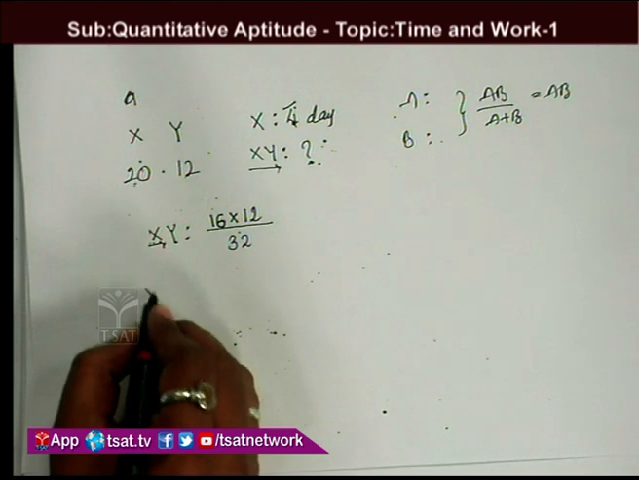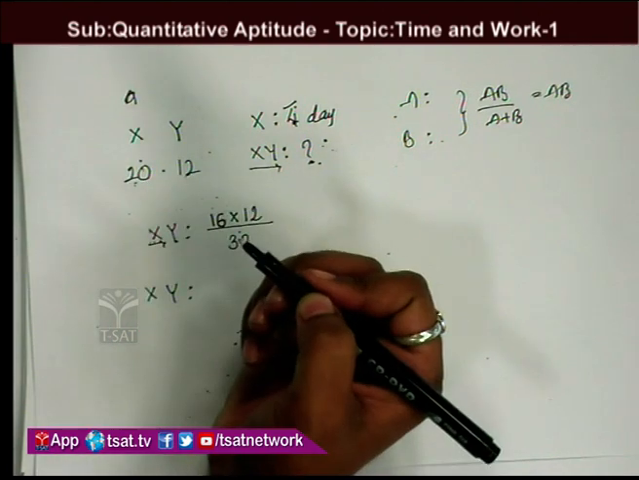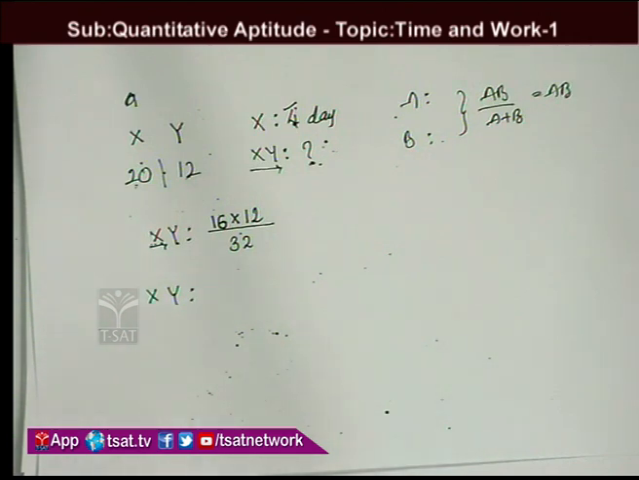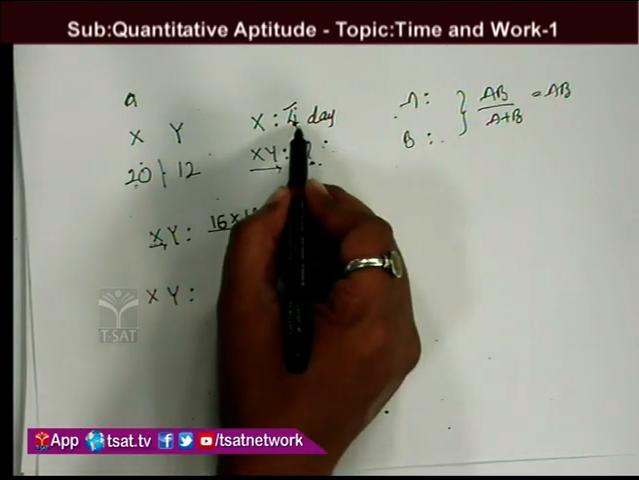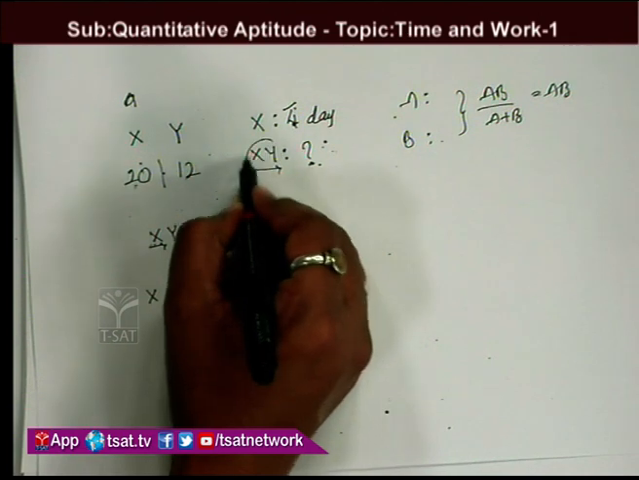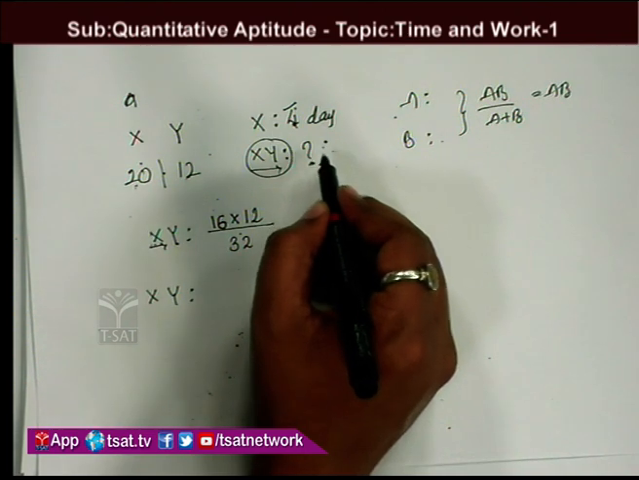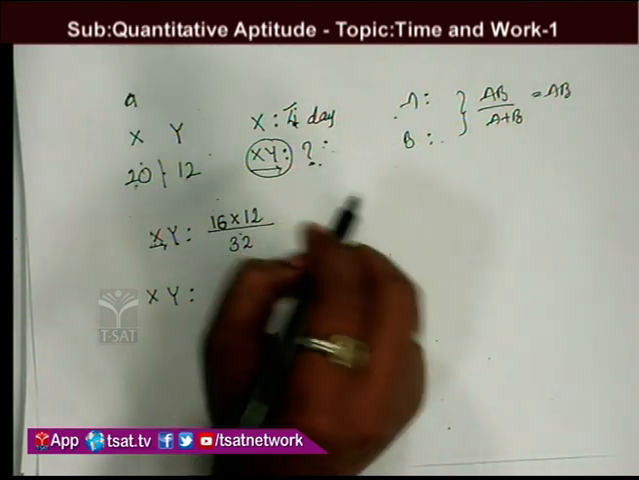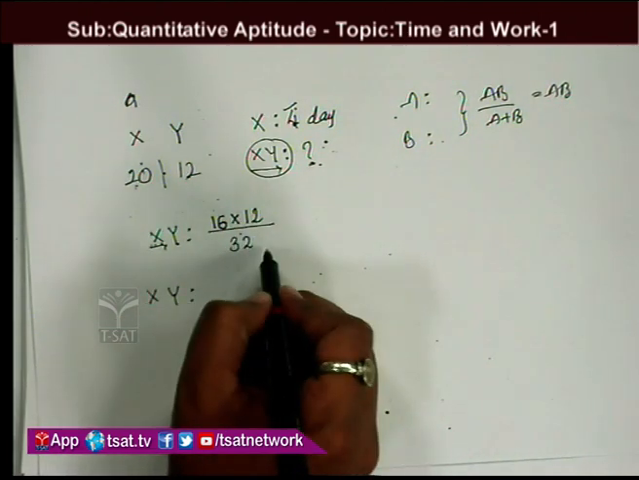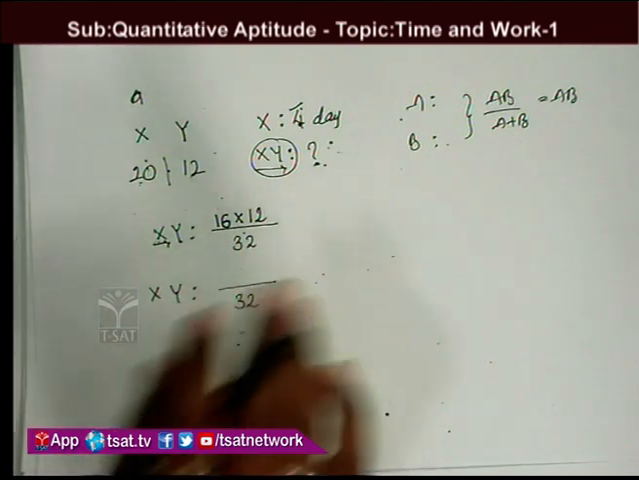Once again I am explaining this because it is very important. X can complete the work in 20 days, Y can complete the work in 12 days. So, both separately complete the work in 20 and 12 days. Now, X started the work, and after 4 days Y joined with him. After 4 days, X and Y are both working together. We do not know how many days they work together, so we have to find that out. So, we find X and Y together, multiplication by addition. The addition is 20 plus 12, that is 32, and there is no change in the denominator.